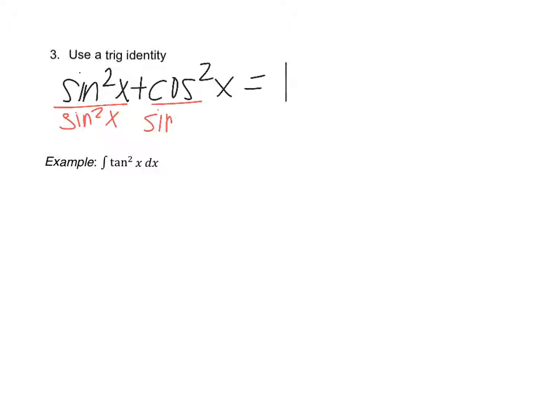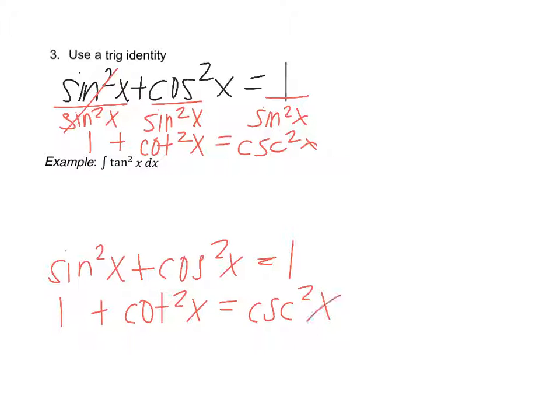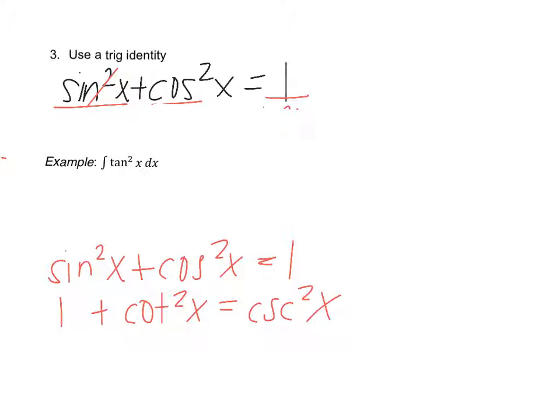So if I divide everything by sine squared, my new trig identity will become 1 plus cosine over sine is cotan squared x equals 1 over sine is cosecant squared x. I'm going to just write them all down here. Sine squared x plus cosine squared x equals 1. I have 1 plus cotan squared x equals cosecant squared x. And I also have, if I divide now by cosine, how would that be different? I don't think I want to do that.